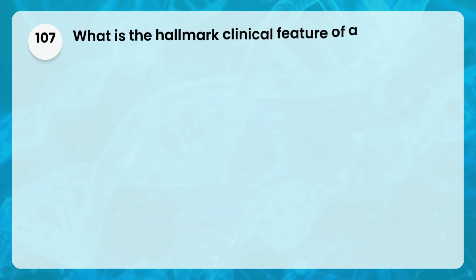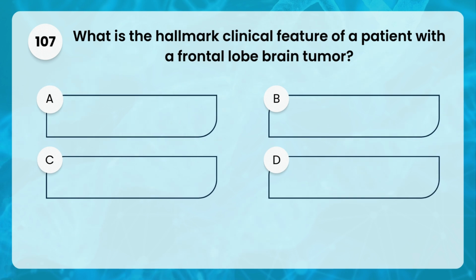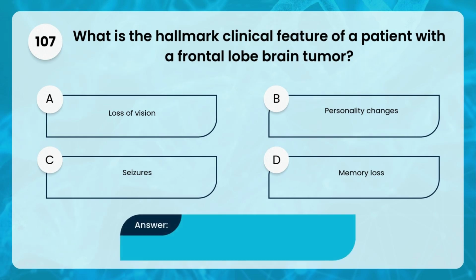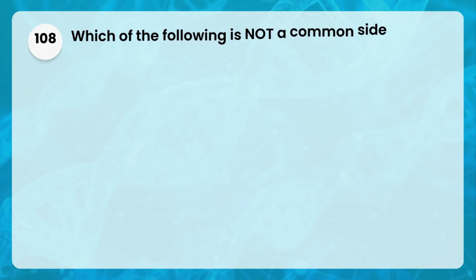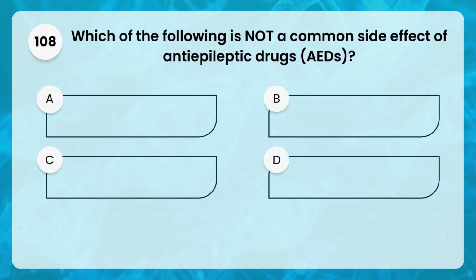Number 107. What is the hallmark clinical feature of a patient with a frontal lobe brain tumor? A. Loss of vision. B. Personality changes. C. Seizures. D. Memory loss. The answer is B. Personality changes.